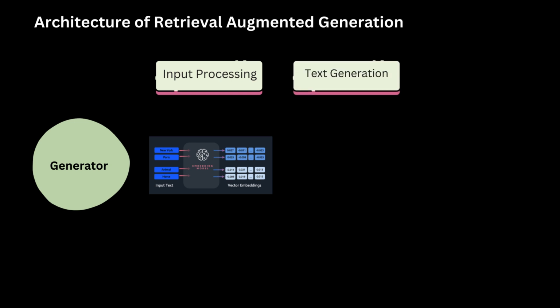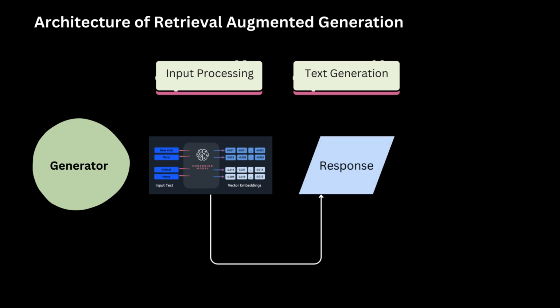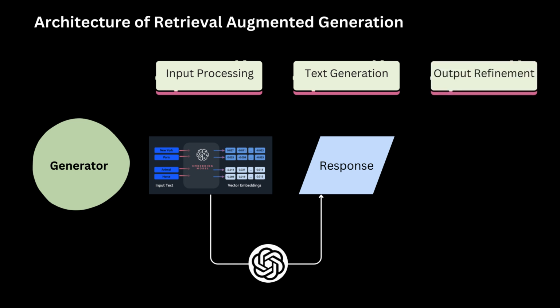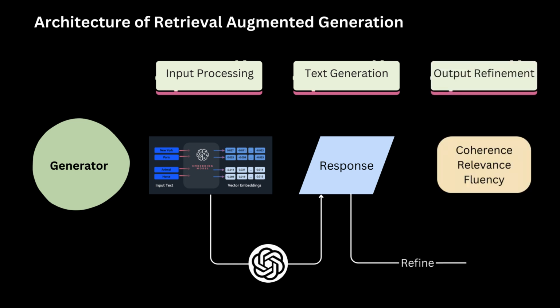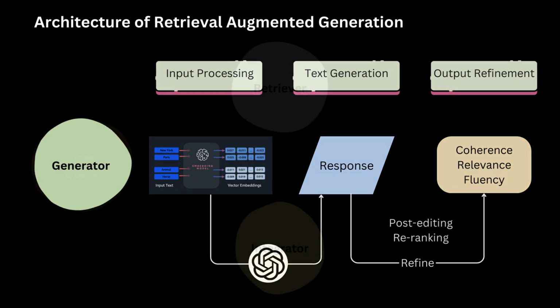Second is text generation. The generative model, such as GPT-3, uses the processed inputs to generate a response. These models are trained on vast amounts of text data to produce human-like language. And third is output refinement. The generated response is refined to ensure coherence, relevance, and fluency. This may involve additional processing steps like post-editing or re-ranking based on context.